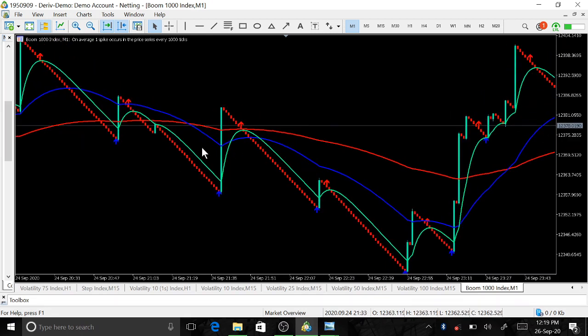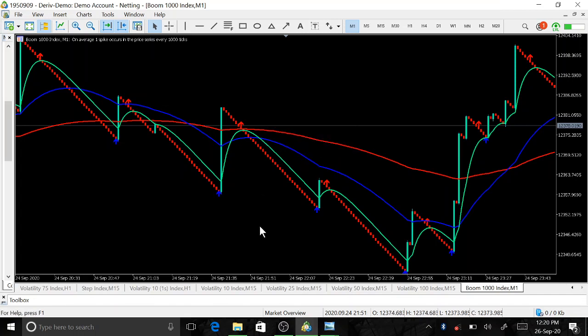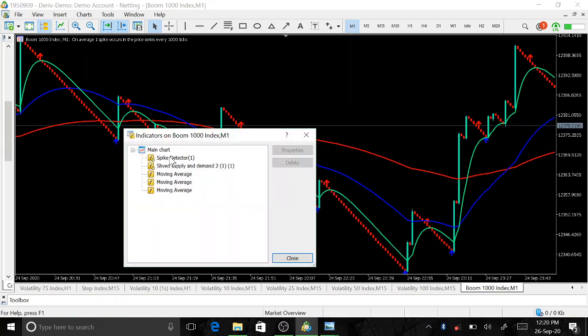First of all, let me go to the settings of this strategy. We are going to be looking for moving averages, and also the spike detector indicator. You're going to be using moving averages and the spike detector. Alright, so you can see my first moving average here is the 200 exponential. I'm going to open the indicator list. So this is our spike detector.